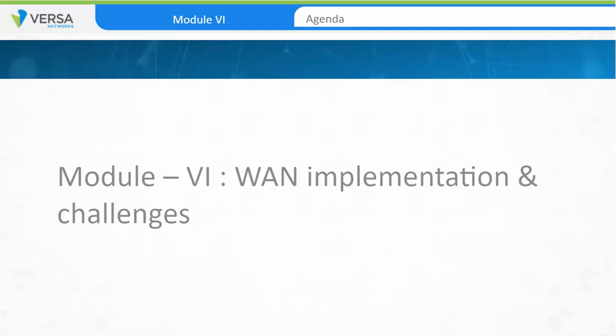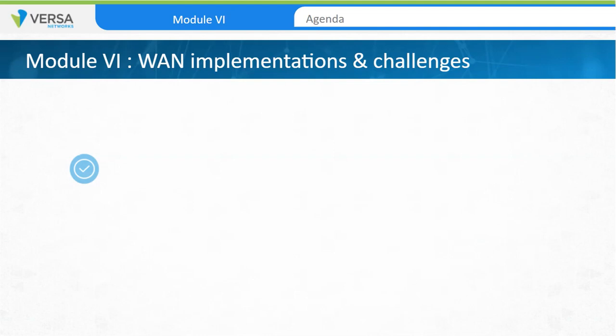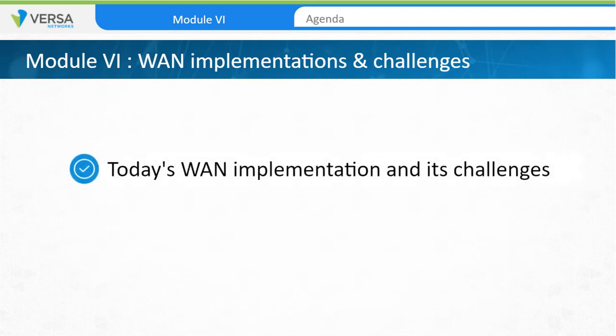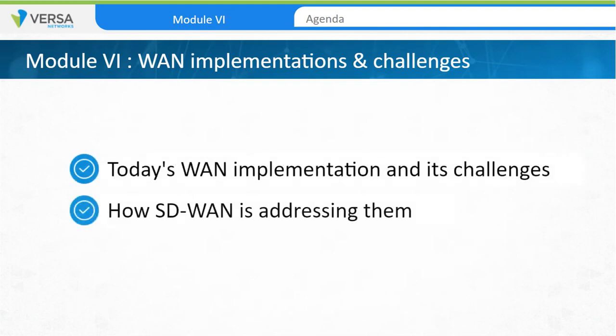Welcome to Module 6 of Versa Essentials, WAN Implementation. In this module, we'll discuss today's WAN implementation and its challenges, how SD-WAN is playing a key role in making the implementation process agile, and how it can deliver a true borderless networking experience to customers.